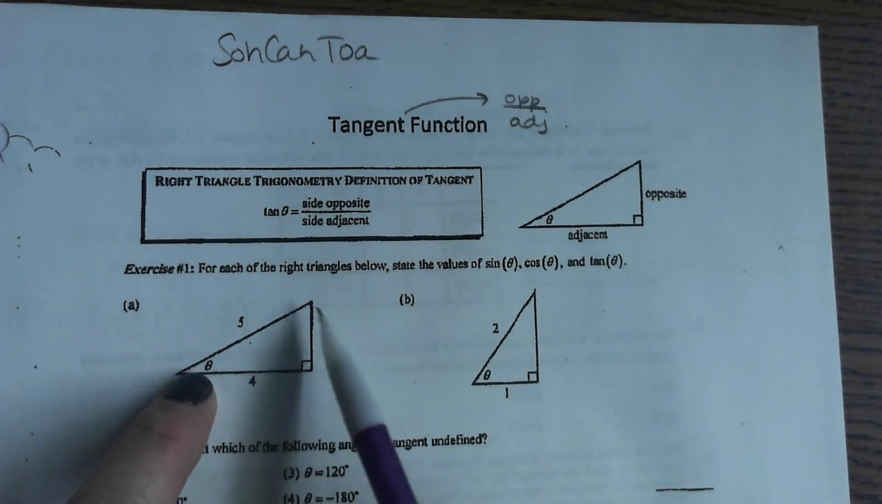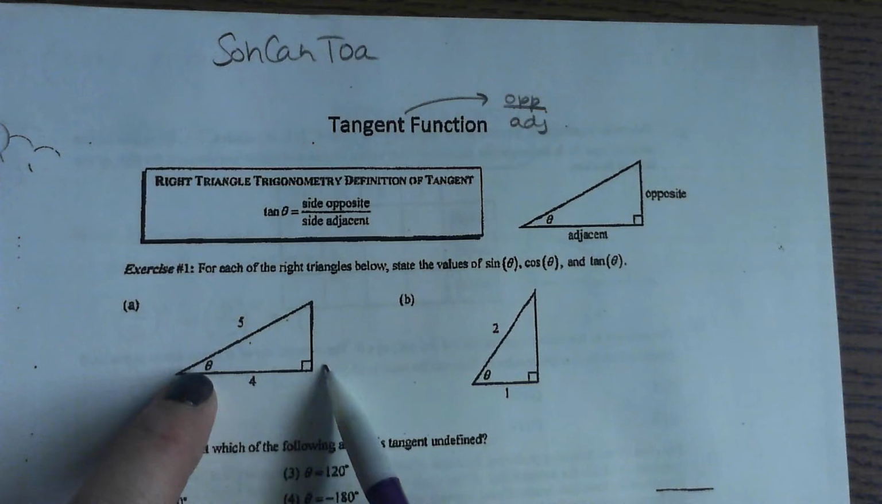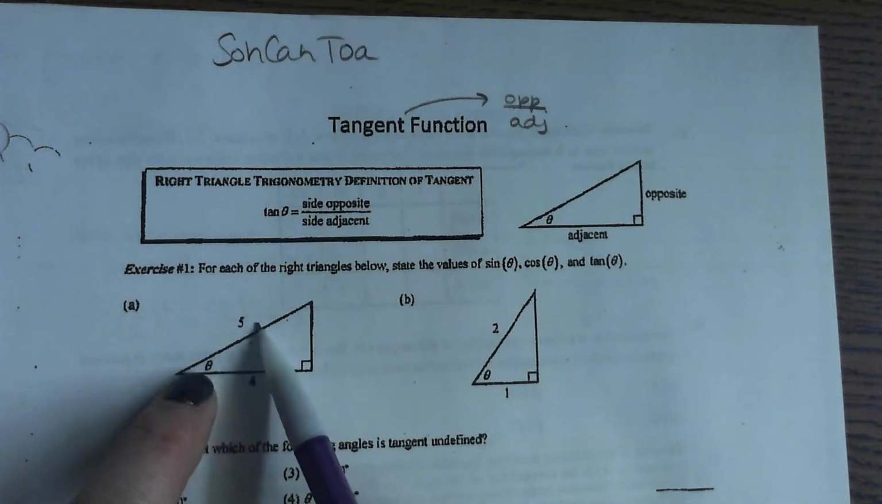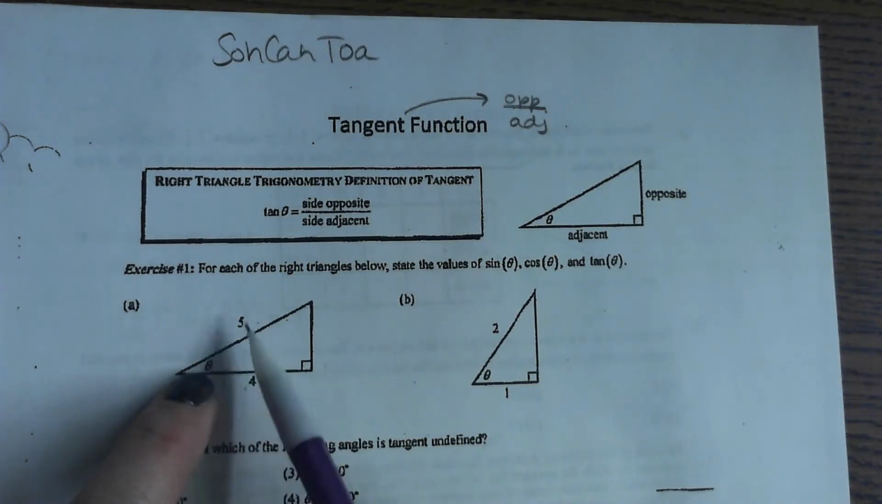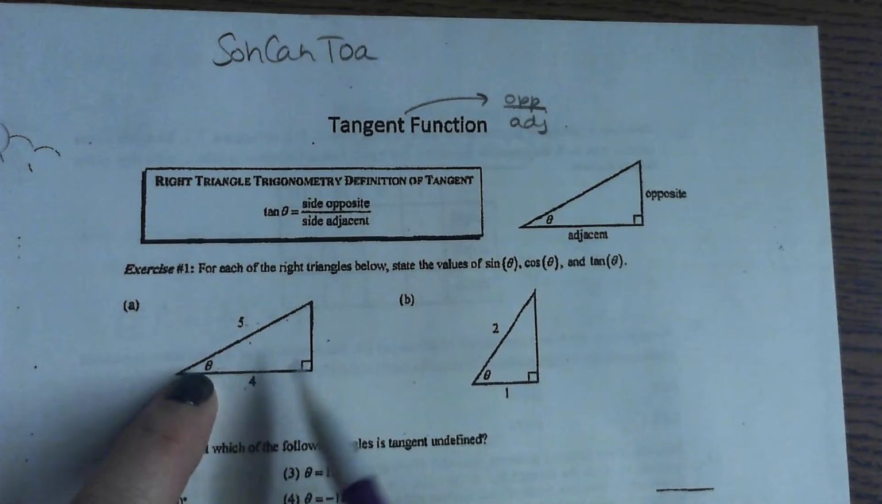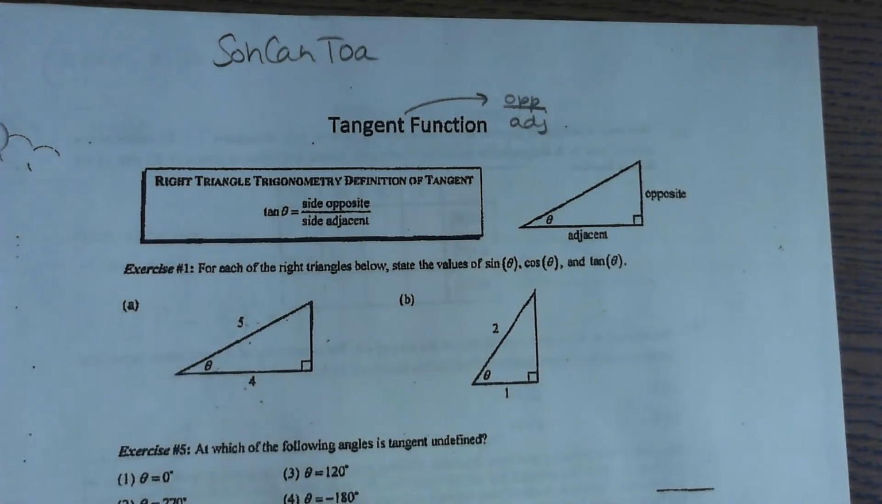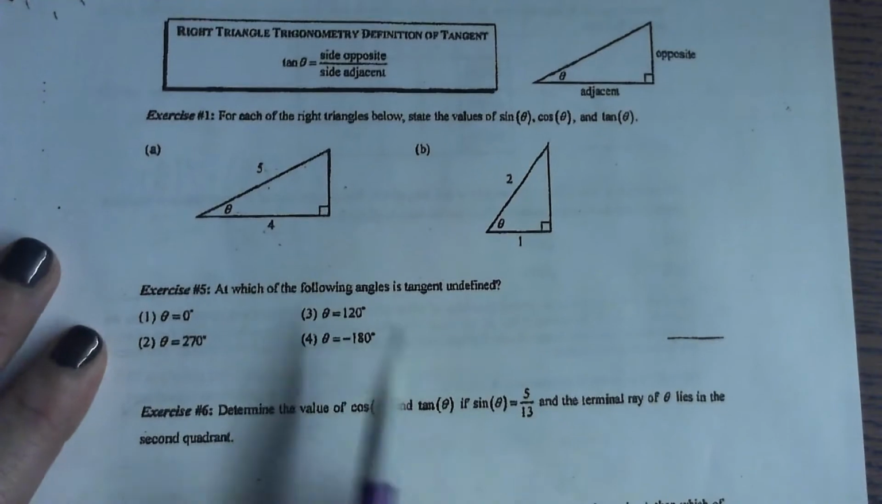I'm not going to do any of this. You would use the Pythagorean theorem, and then you would do sine, opposite over hypotenuse, cosine, adjacent over hypotenuse, and tangent, opposite over adjacent. Yes? Easy peasy. We've been doing that all along.